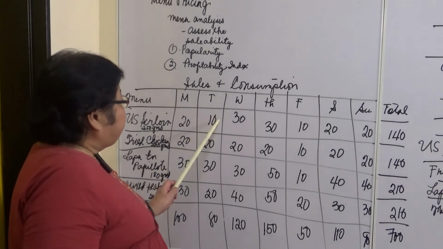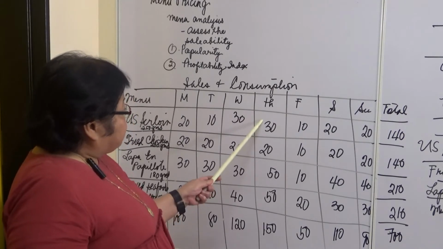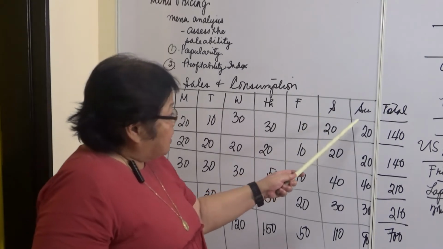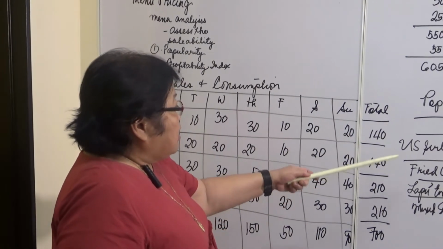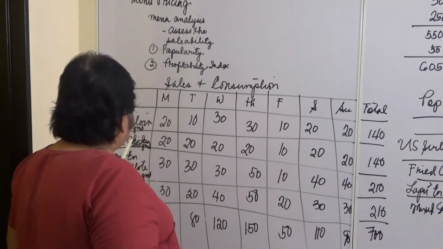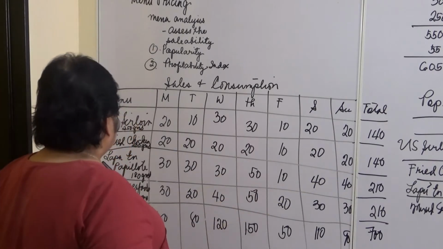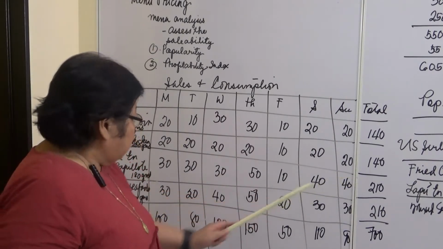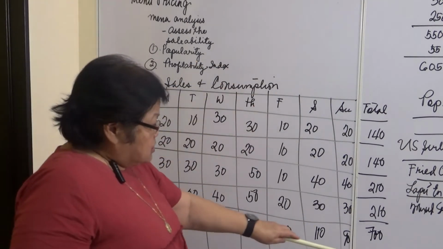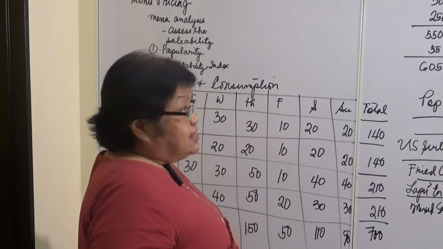20 for Monday, 10 for Tuesday, 30 for Wednesday, 30 orders for Thursday, 10 orders for Friday, 20 orders for Saturday, and 20 orders for Sunday. So I have a total of 140 orders. For fried chicken, we have different also, but it totals to 140. For the lapu-lapu, 210, and for the mixed seafoods, it's 210. When I add up all the orders, my restaurant makes about 700 orders of these 4 different items.